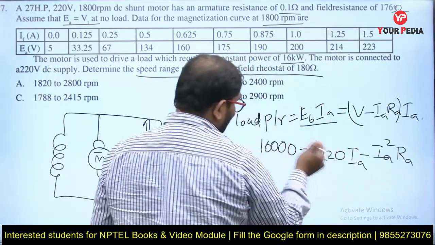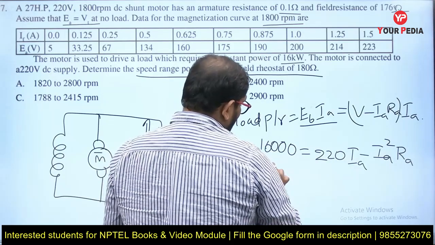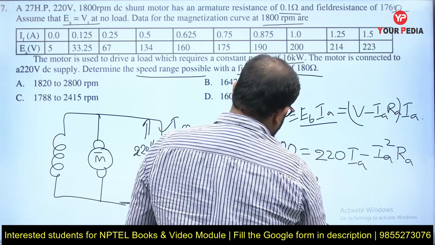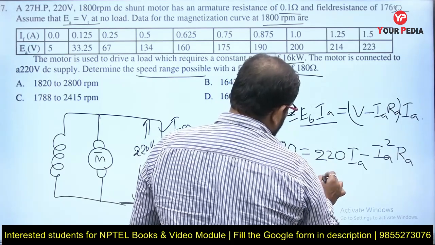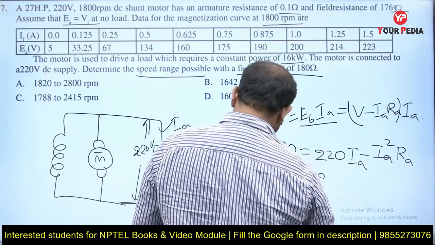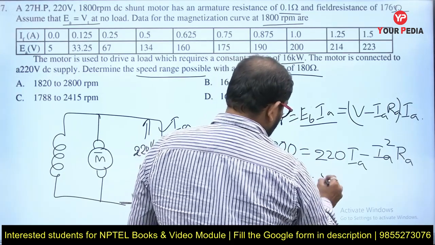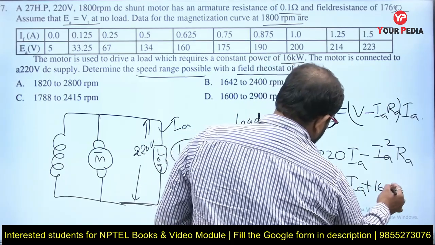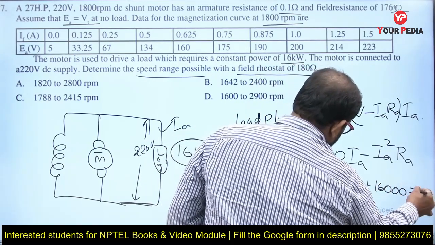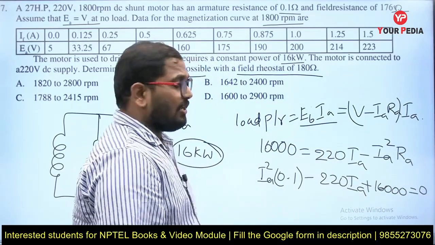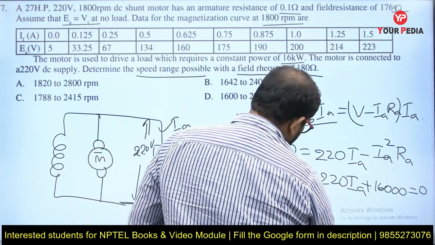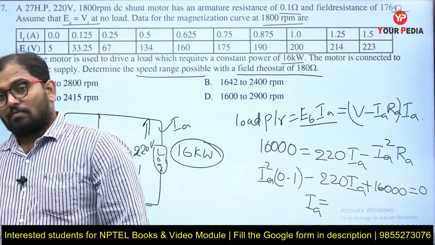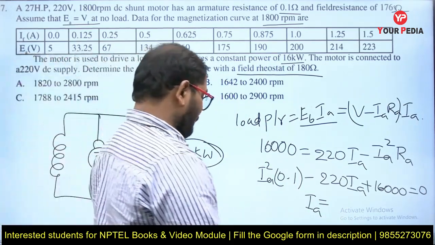So bring all the IA terms onto the other side. IA square into RA value, which he has given as 0.1, plus 2 minus 220 IA plus 16,000 equals 0. If you solve this equation, because it is a simple second order equation, it will give you two values of current.